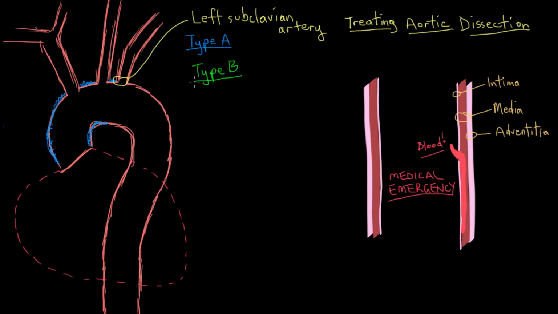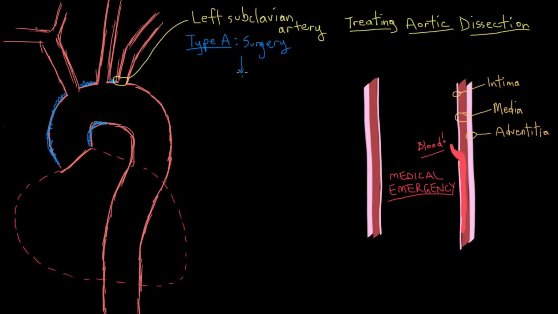Type B dissections can be managed a bit differently though. So again, to remind you, type B dissections are when you get a tear between the intima and the media at any point in the aorta after the left subclavian artery. So these can often be managed medically, which means just with medications and no surgery, unless the patient develops complications that require more intervention, like surgery. All right, so those are the basics. But now let's look at how you specifically treat a type A dissection.